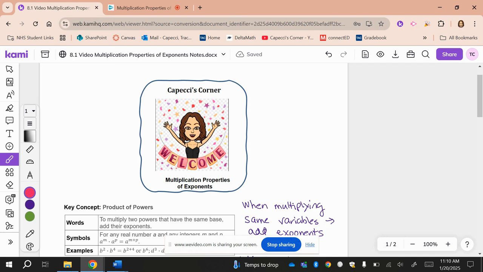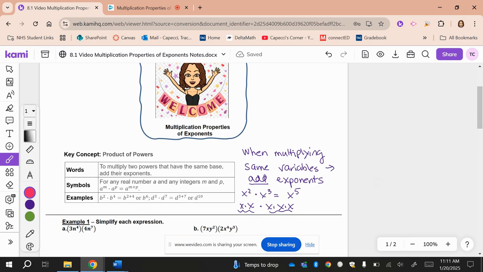Going to look at multiplication properties of exponents. The first property we're going to look at is when we're multiplying the same variable. So for instance, in this example, we have b as our base, and then what we're going to do is add the exponents. So when multiplying, we're going to add the exponents.